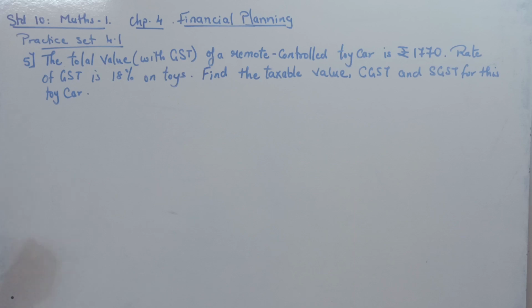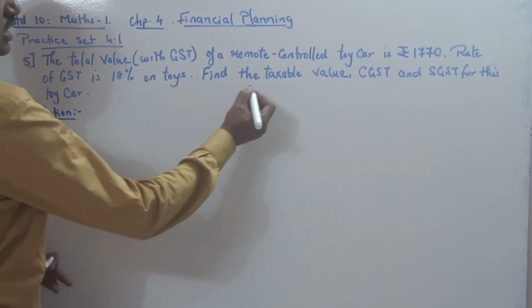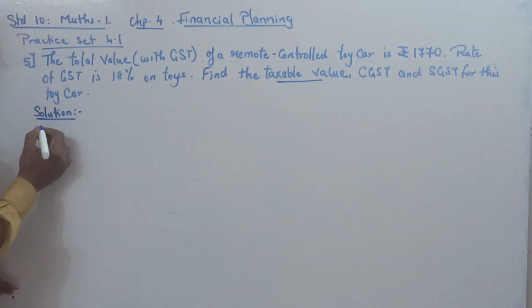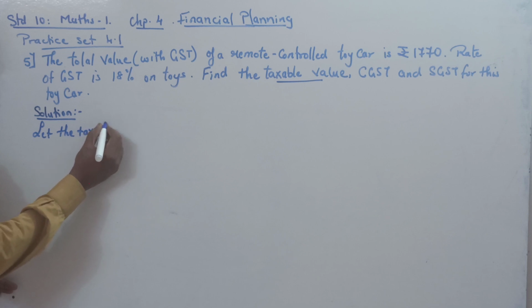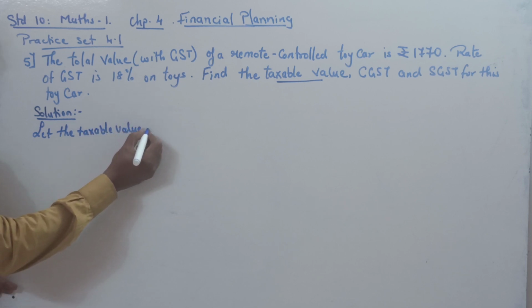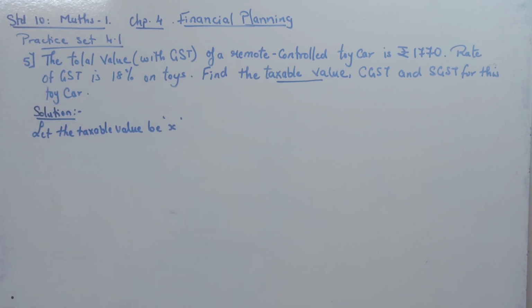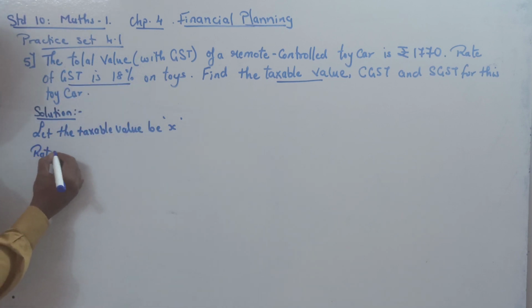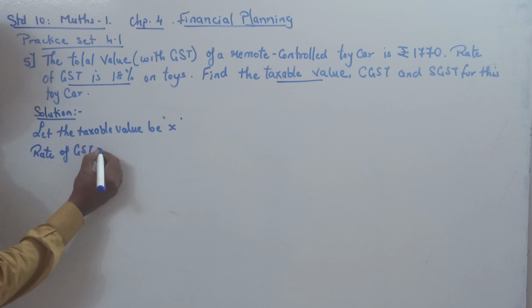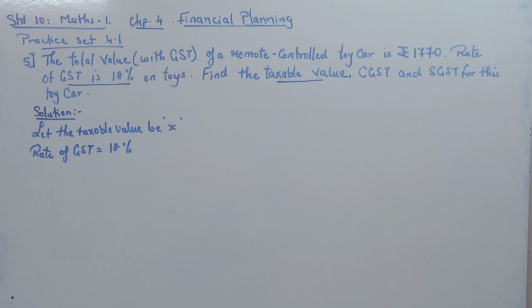So how are we going to start? First, we don't know the taxable value. So what we will do, let the taxable value be X. This we are going to consider first. Then we have got the rate of GST. Rate of GST is equal to 18%. All the things are given. You have to just put it properly.